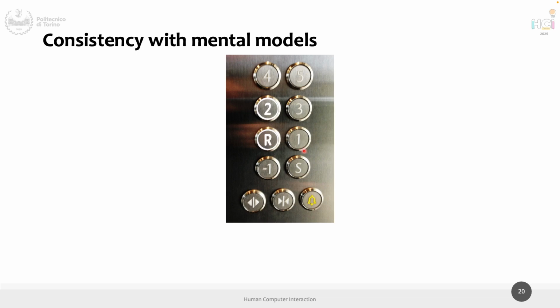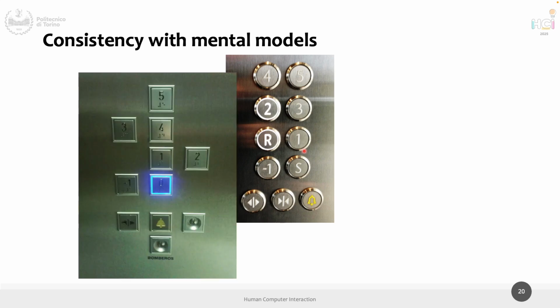So you enter this elevator, and well, if you want to go to 4, you press 4, but otherwise, maybe you don't know, or you need to go down. Where is down? Is it R, S, or -1? But you can try. You have 3 chances, and then when it's the right place, you can go out. This is wrong consistency with the user's mental model of how a building is made and how an elevator should work.